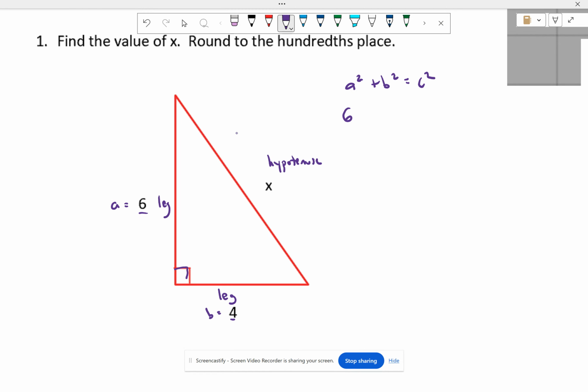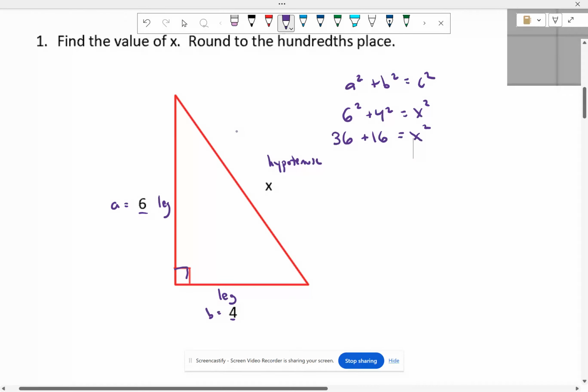So if I call one of the legs 6 and the other leg 4, then we get 6 squared plus 4 squared equals the hypotenuse squared, which in this case I'm going to call x instead of c. Now 6 squared is not 12, despite popular belief. It's 6 times 6, which is 36. 4 squared is 16, and that equals x squared. From here, we can add 36 and 16, which is going to give me 52.